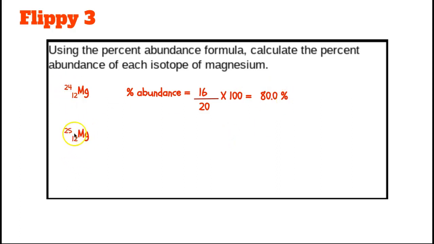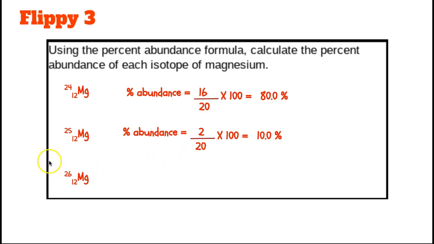We're going to do the same thing for our other isotope. So we have another isotope of magnesium with a mass number of 25. So percent abundance is going to be equal to the number of magnesium atoms that we had with a mass of 25, which was 2. And then we're going to divide that by 20, the total number of atoms that we had. So 2 divided by 20 times 100 is 10%.